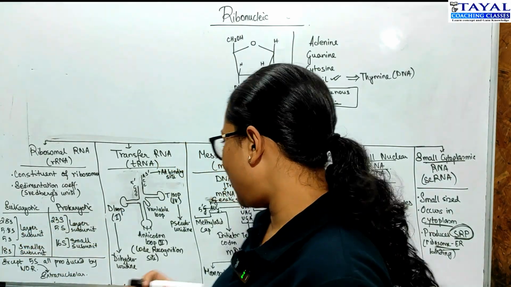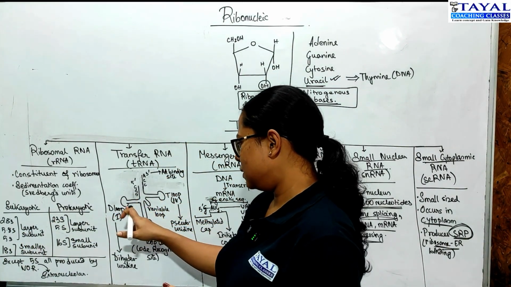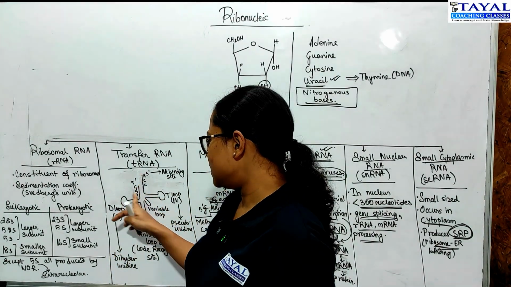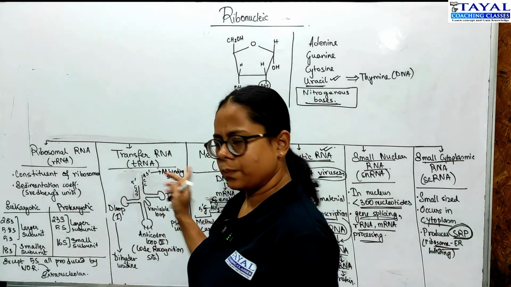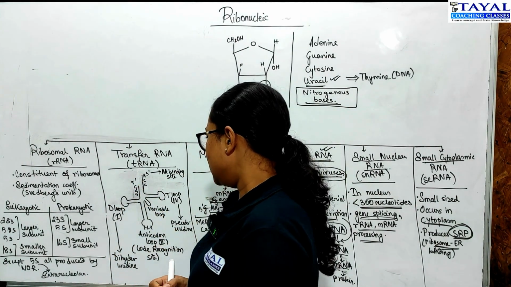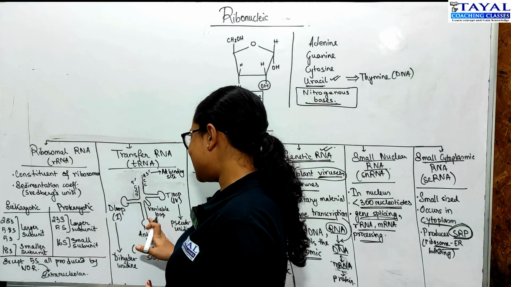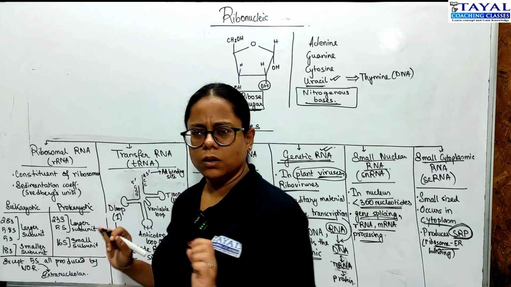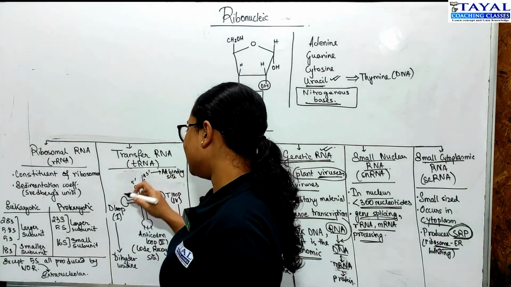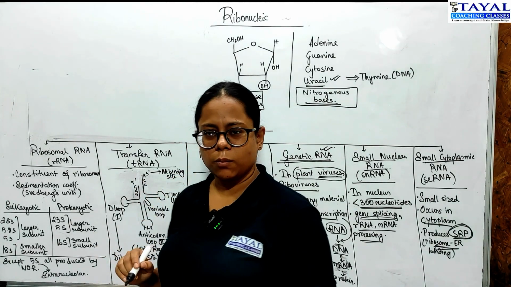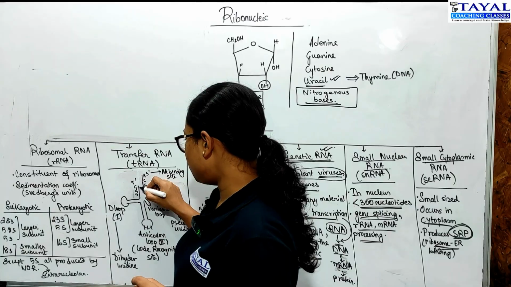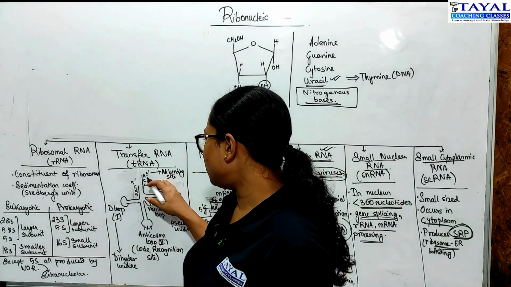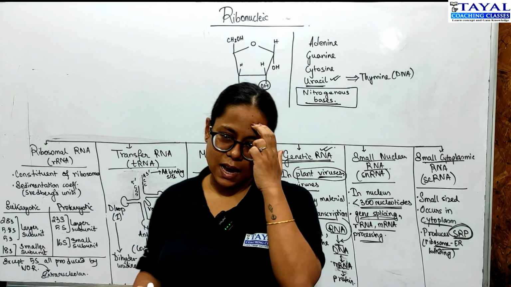Correct? So, if you look at the structure, the secondary structure is a clover leaf structure. Now, the clover leaf structure has 3 permanent loops, 3 fixed loops and 1 variable loop. Okay? And it is read from the 5' to 3'. If you look at the 5' end, it has a GGG chain. And if you look at the 3' end, it has an ACC end.